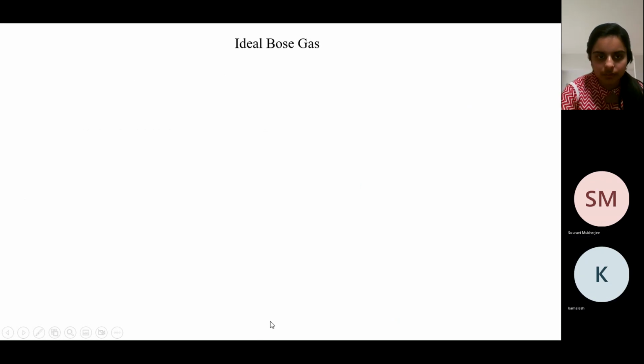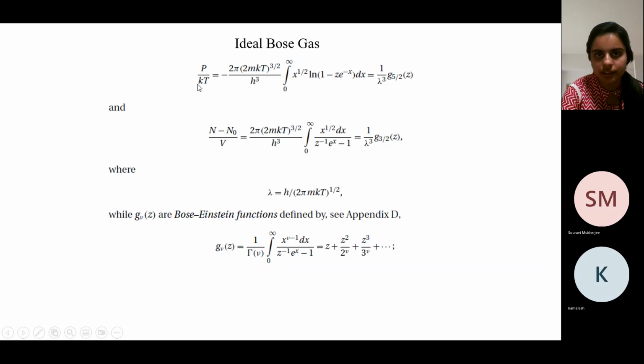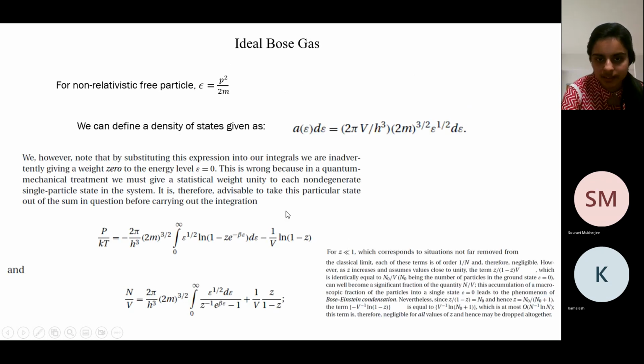So then this is your expression. This is the integral. Here you have this 1 by v ln(1 minus z) term also. You can see here that as z increases, as you go close to unity, the term z by (1 minus z)v, which is this term, becomes very prominent. So you cannot ignore that. But ln(1 minus z) by v goes to 0.